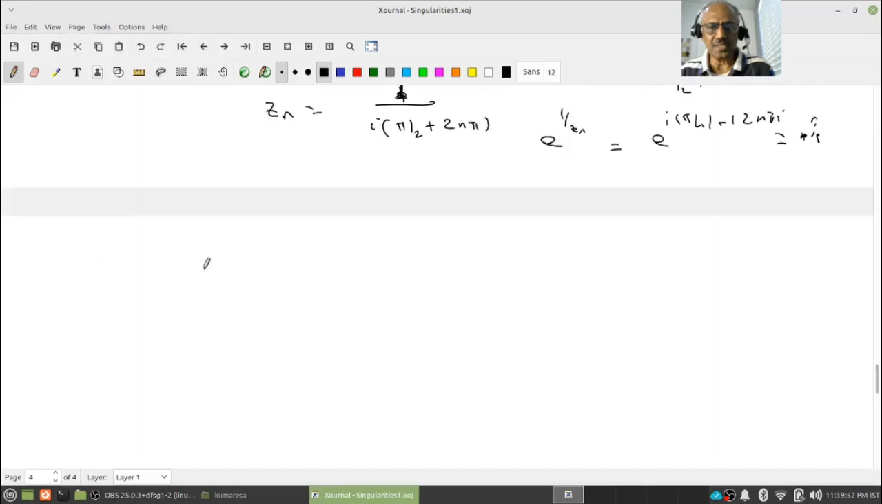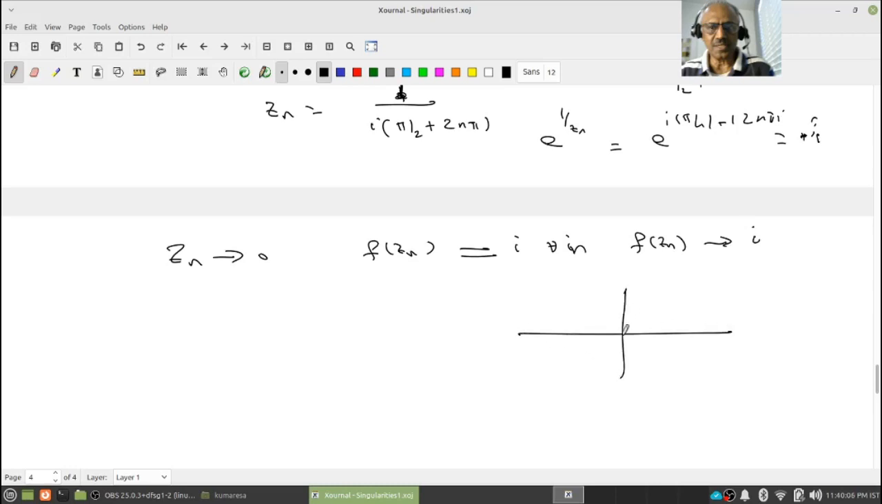Notice that z_n goes to 0 and f of z_n is equal to i for all n. Therefore f of z_n goes to i. And similarly now you can look at minus 1, where I know e power i pi is minus 1.